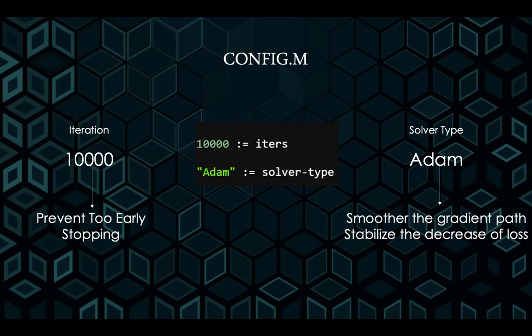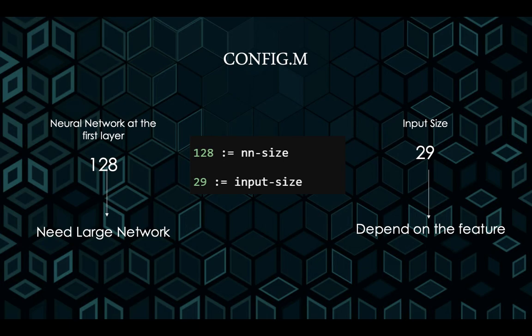We also tried stochastic, but it doesn't seem to work well in this case because stochastic gradient descent tends to detour in the minimum loss gradient instead of the minimum itself, which is not good in some cases. After several trainings, we found that for this dataset to get a good enough test loss, we need quite a large neural network size, which we decided to be 128 for the first layer. The input size is 29, dependent on the features used explained in the previous slide.